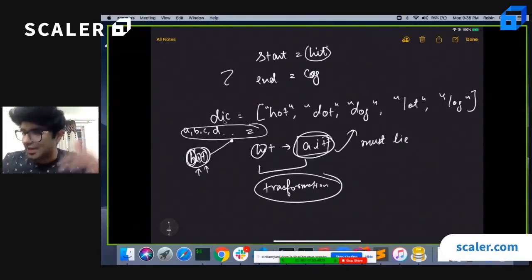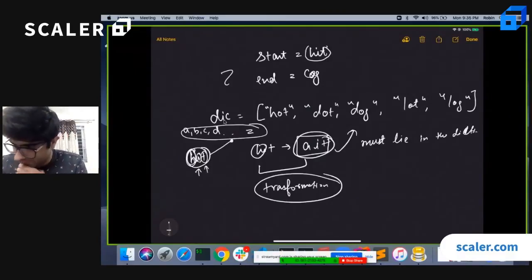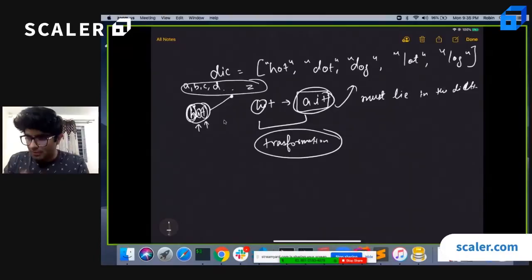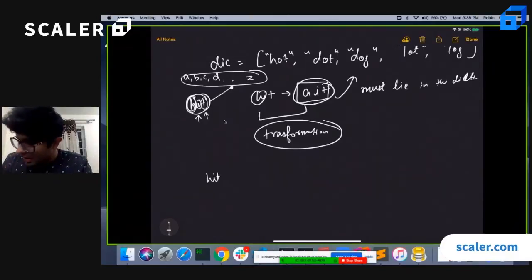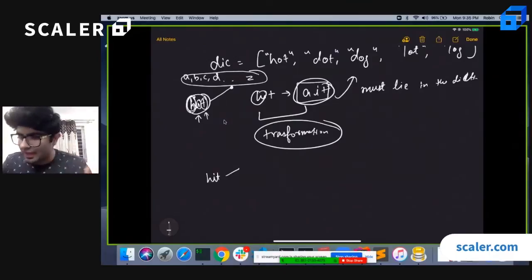Okay, these are the things that are given to me in the question itself. Now let's try to think and build the algorithm to solve this. One thing that is coming to my mind is, let's say we have been given "hit". Now I just iterate over all the possible cases that I can think of.